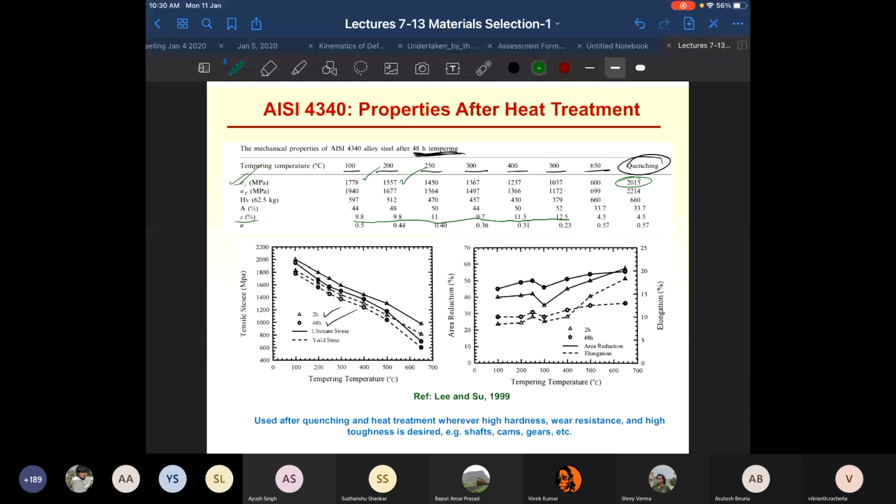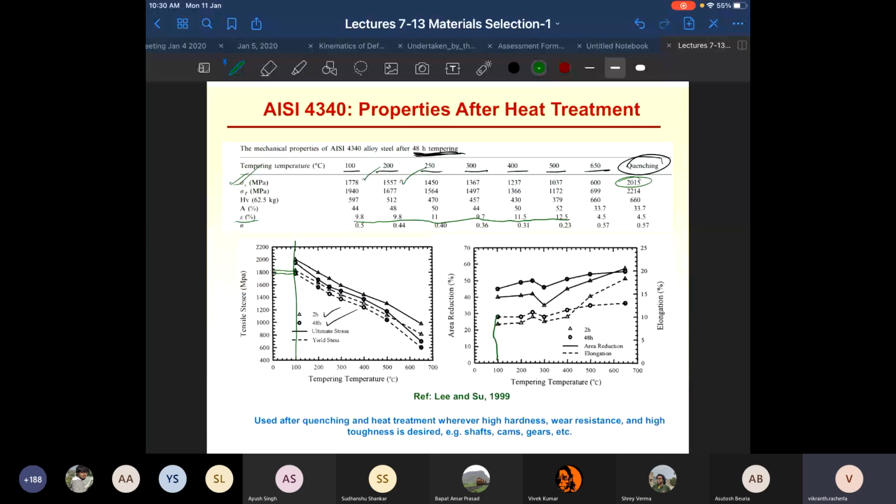And you can see that if I look at this 100 degrees tempering temperature, and I'm looking at yield strength, which is basically the dashed line, you can see that there is very little difference in the yield strength. So triangle is for 2 hours, circle marker is for 48 hours. You can see there is very little difference. For 2 hours it's slightly harder than before.